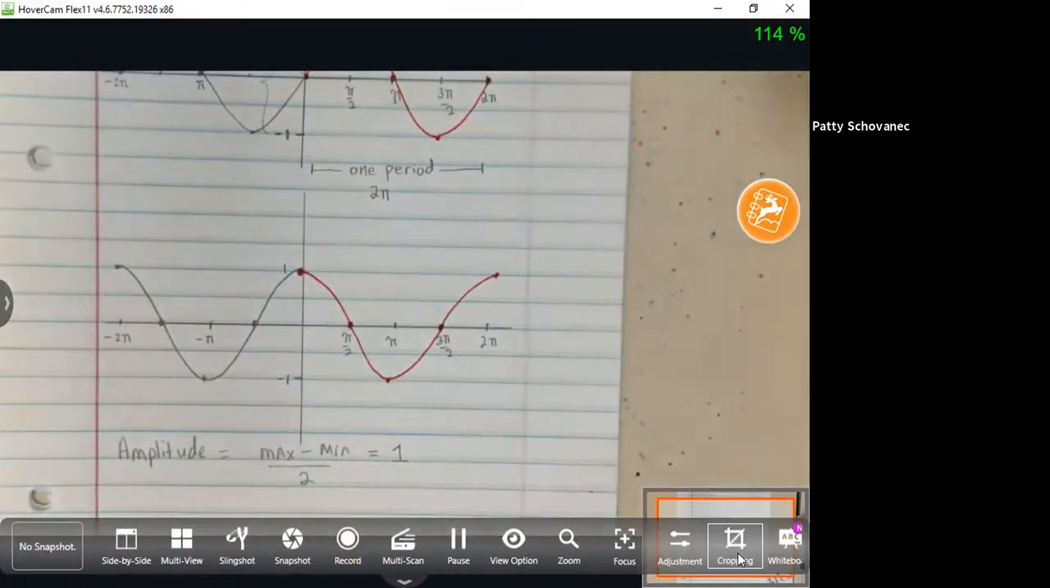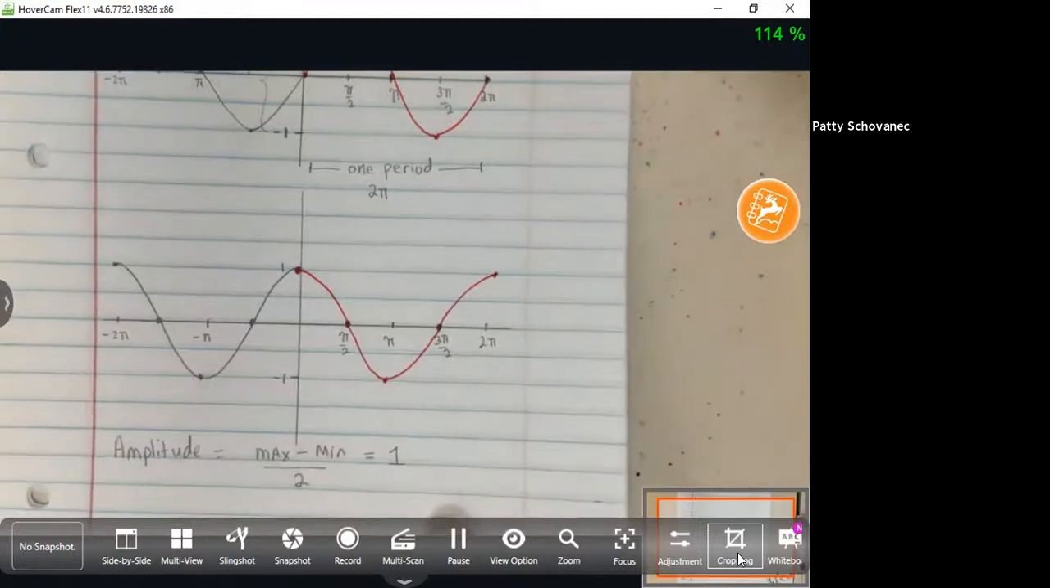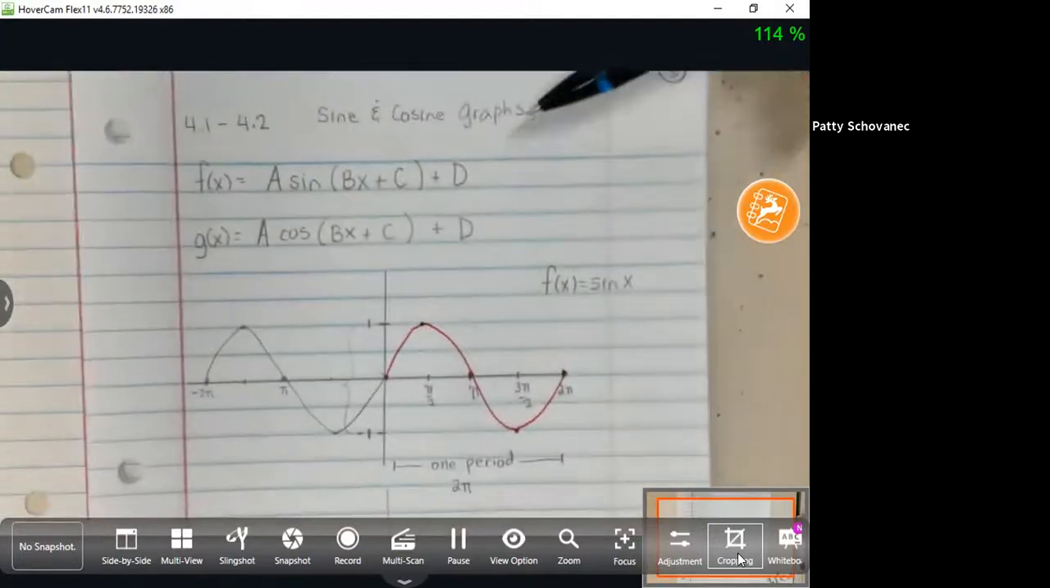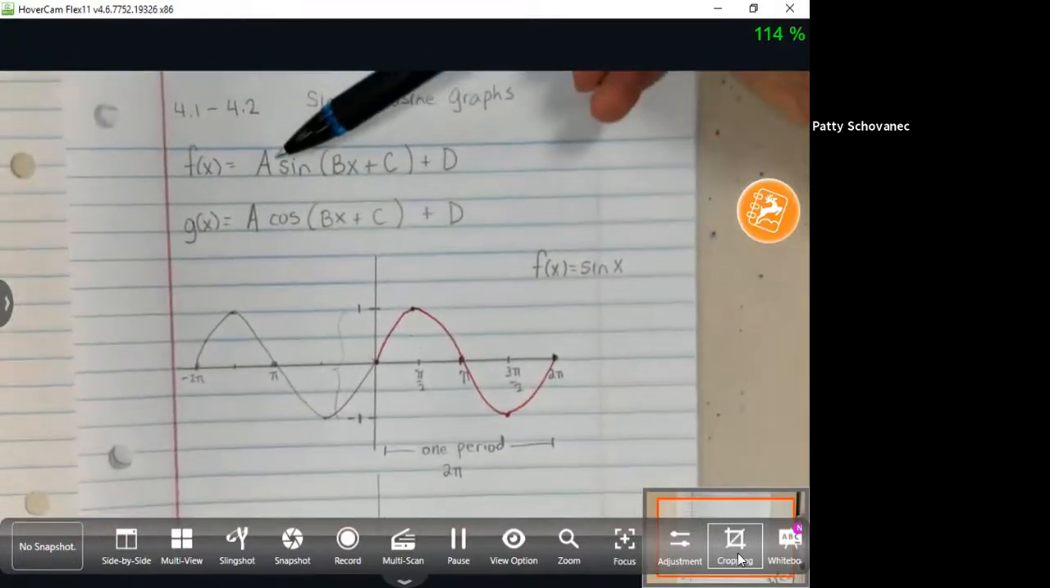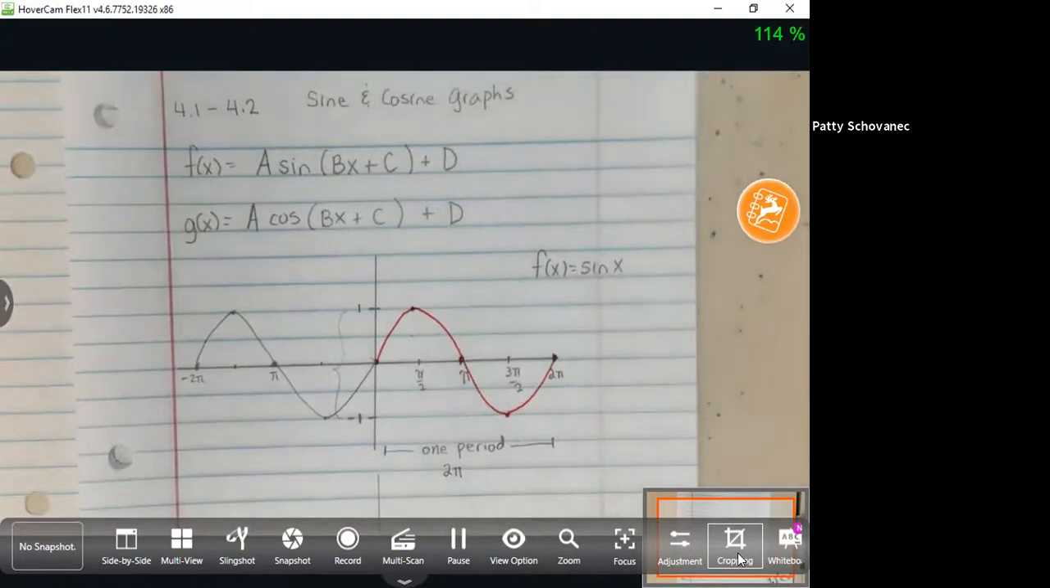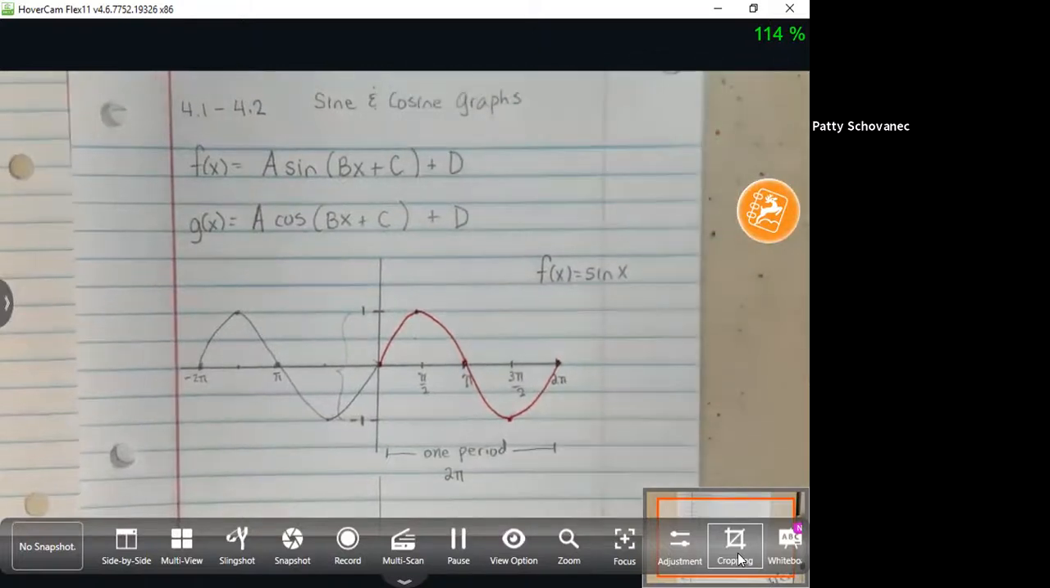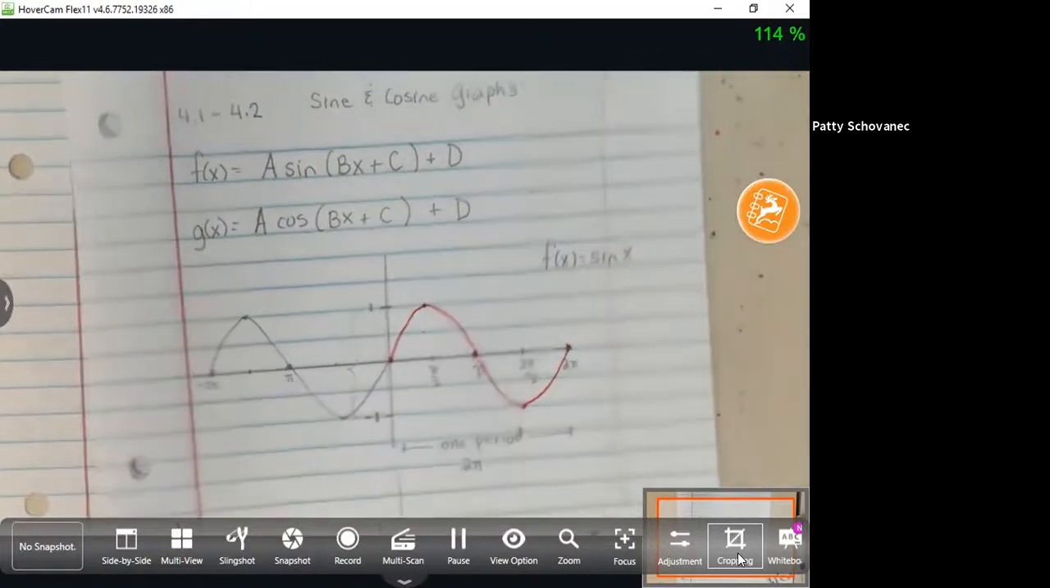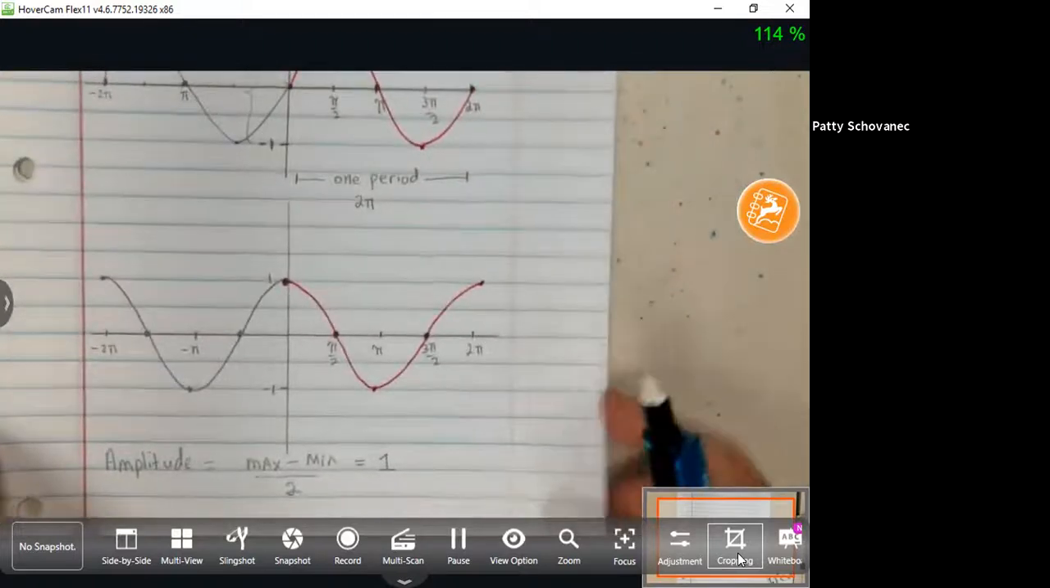So up here in our convoluted looking formulas, the number A is going to change the amplitude. That's a stretching factor, just like it does with any graph. And the number B is going to change the size of the period. So let's just look at those two factors.